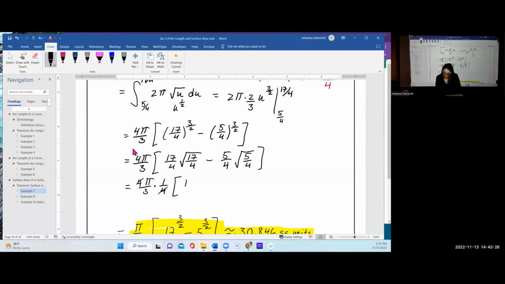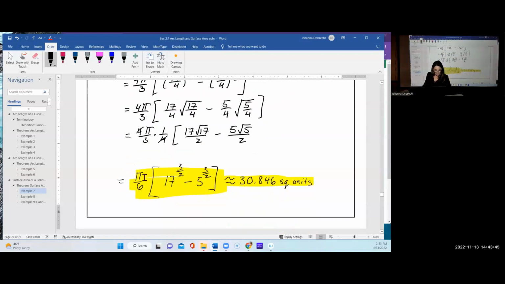And then I'm going to have 17 square roots of 17 over 2 minus 5 square roots of 5 over 2, with the 2 coming from the square root of 4 in the denominator. And then I can factor out the 1/2, and you'll see that I get for my final answer pi over 6, 17 to the 3/2 minus 5 to the 3/2, which is about 30.8 square units.